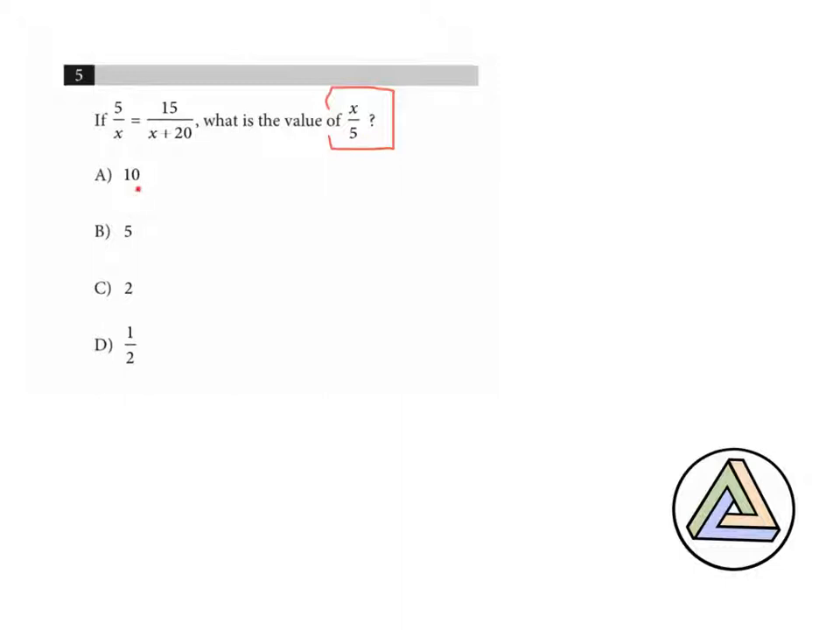So for that reason, I don't want to use the strategy of plugging in 10 for X and so on, because again, we're not looking to see what X equals. So I don't want to plug in the answer choices for X. What you are going to have to do here is really just cross multiply. I believe most people are familiar. Let's cross multiply. That would end up with 5 times X plus 20 equals 15X.